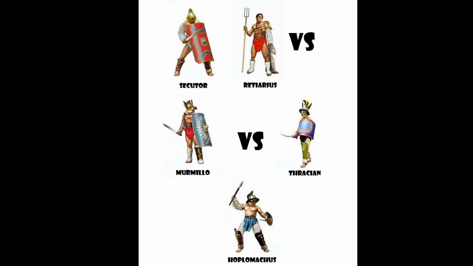So these are what I consider the principal 5 types of gladiator who fight against other humans. I'm not going to deal with gladiators who fight against animals or hunt animals in this video. They are the Thrax or Thracian versus the Murmillo, the Retiarius versus the Secutor, and then there's the Hoplomachus, who can fight either the Murmillo or the Thracian.